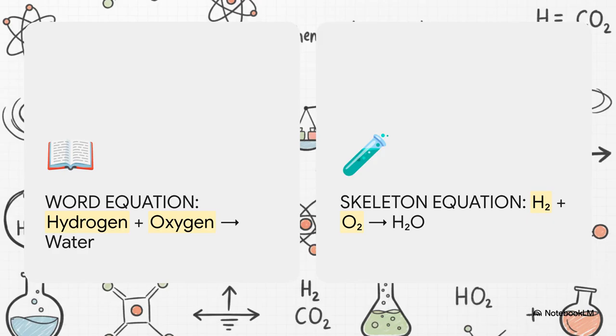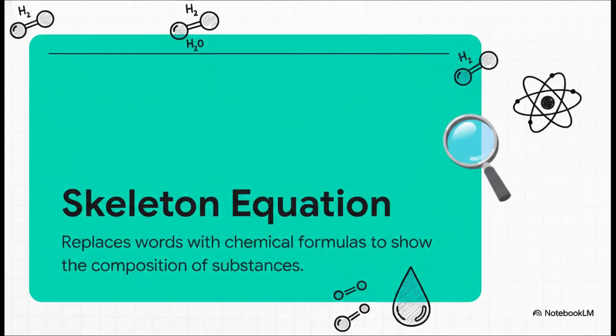See what we did? We just replaced the words with their chemical formulas, H2, O2, and H2O. Now, this is more than just swapping out symbols. This is a huge leap in how much we know about what's going on. Because a skeleton equation gives us so much more information. It doesn't just say water, it says H2O, which tells us that every single molecule of water has 2 hydrogen atoms and 1 oxygen atom. That kind of detail is absolutely essential if you want to do real chemistry.